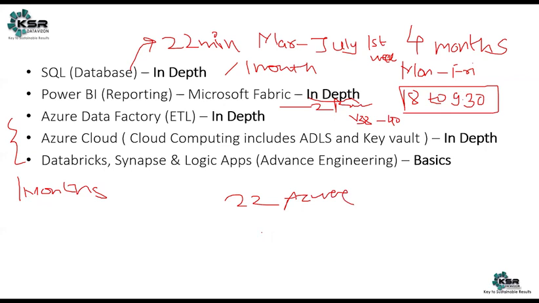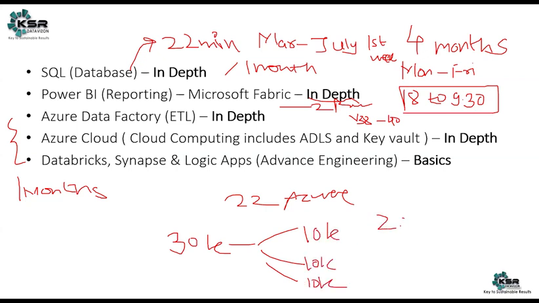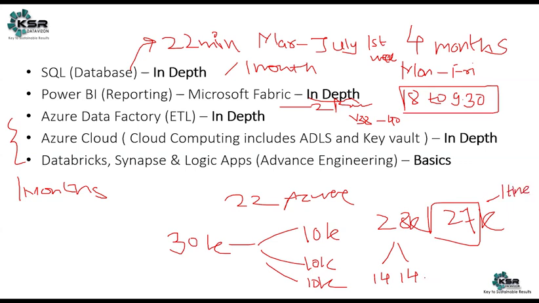Regarding fees, as I've said, it is 30K if you pay in 3 different installments, 10, 10, 10. It is 28K if you pay in 2 different installments, 14, 14. And if you pay one time, it is 27K. K is your thousands. So one time is 27K, 2 EMIs is 14, 14K, and 3 EMIs is 10, 10K.